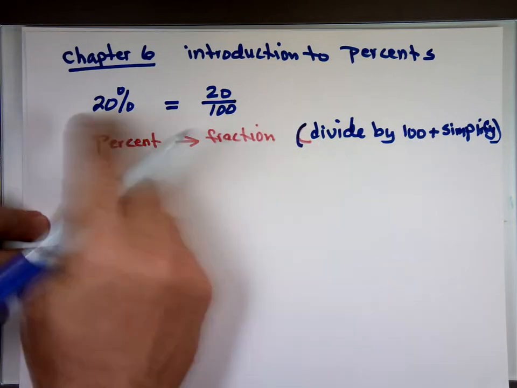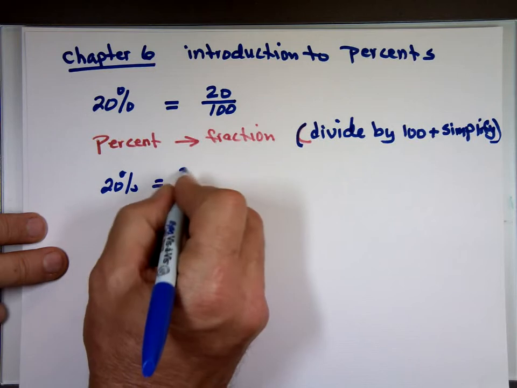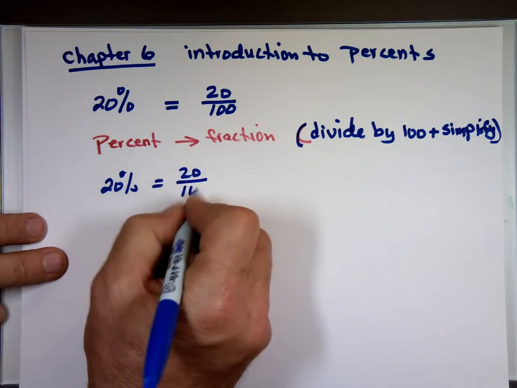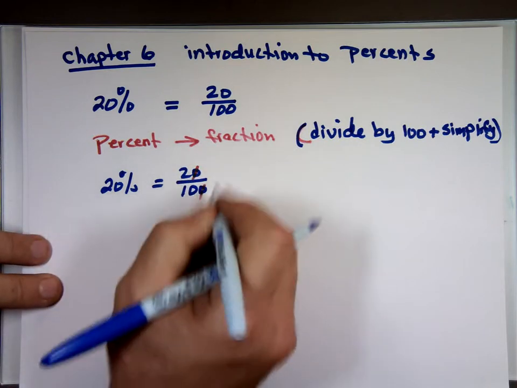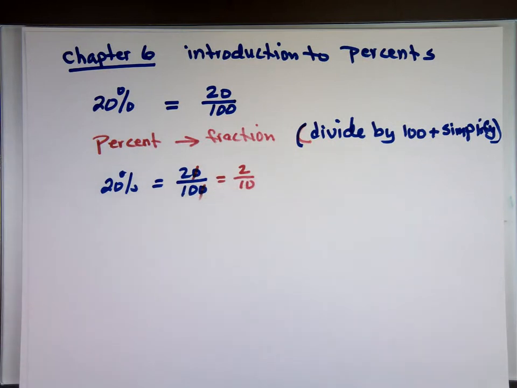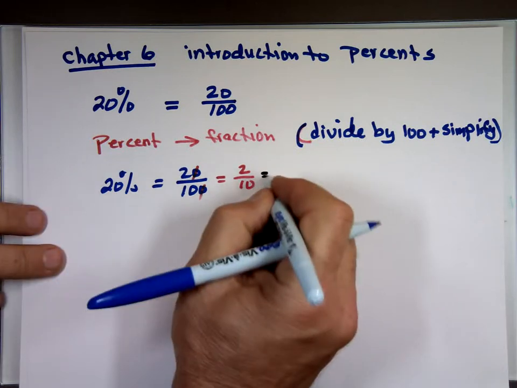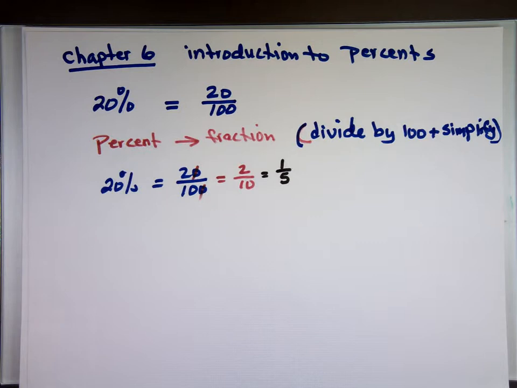So we said 20%, again, it's 20 over 100. That's how you convert it to a fraction. But did we simplify it yet? Let's simplify. The 0 cancels the 0, now it's 2 over 10. Are we done simplifying? No. That's 1 over 5. So for every $5, leave a buck.